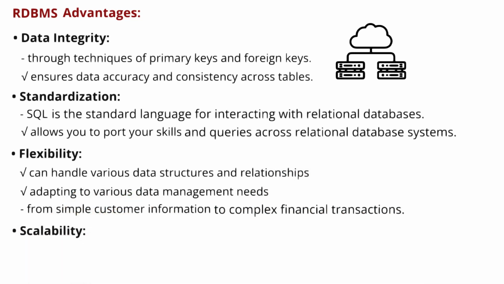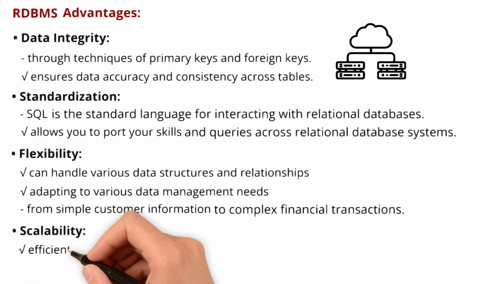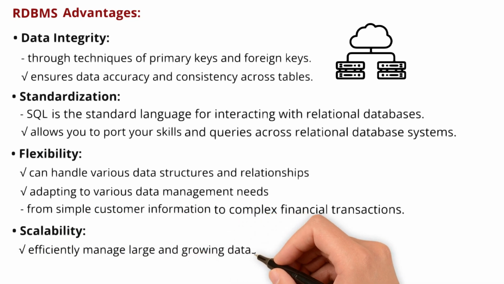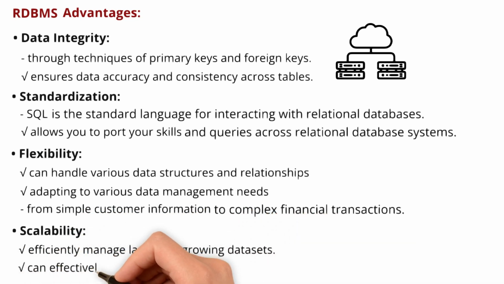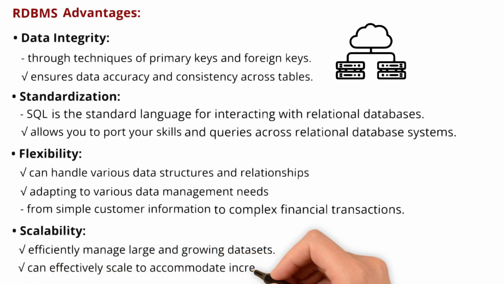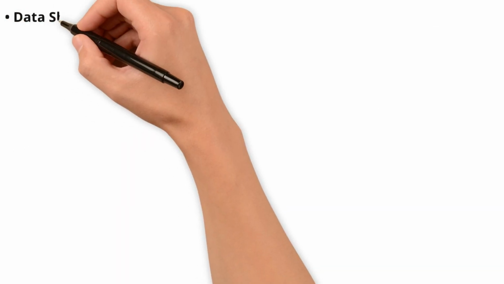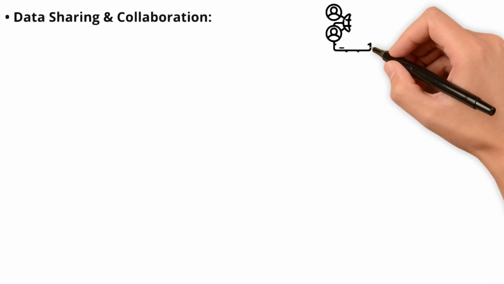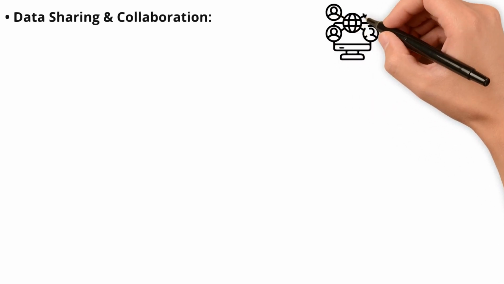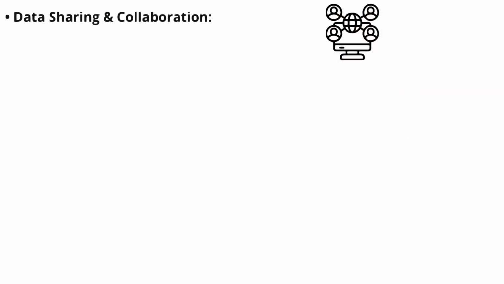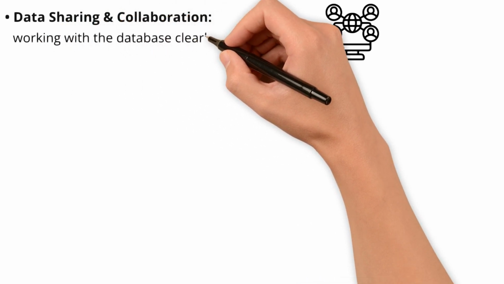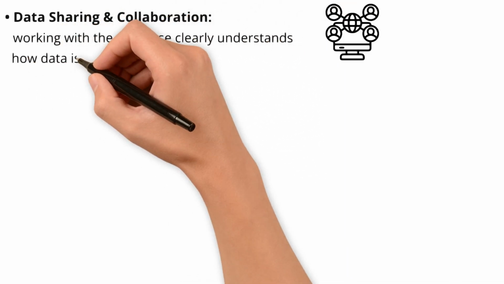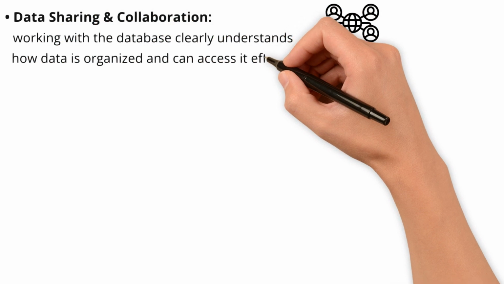Scalability. Relational databases efficiently manage large and growing data sets and can effectively scale to accommodate increasing data. Data sharing and collaboration. A well defined schema facilitates data sharing and collaboration. Everyone working with the database clearly understands how data is organized and can access it efficiently.